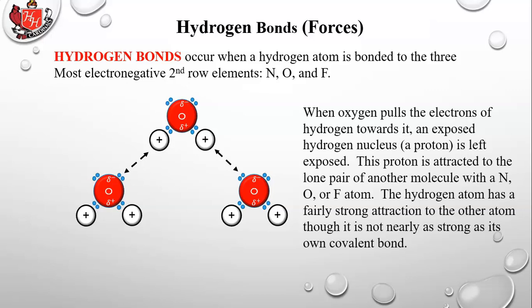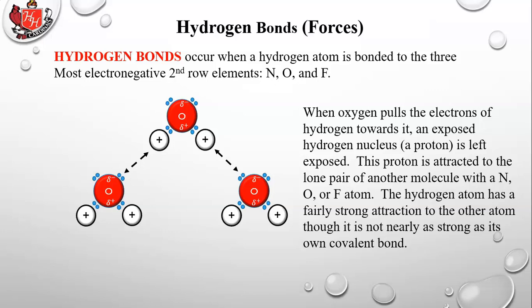So let's look at what happens. When oxygen pulls the electrons of hydrogen toward it, an exposed hydrogen nucleus, a proton, is left exposed. So let's analyze what that means. Take the water molecule on the top. Let's just focus on that. Remember, it's polar. The oxygen is more electronegative than the hydrogen. So the electrons, all of them, tend to get pulled toward the oxygen. And what that does is it leaves the nucleus of the hydrogen, which is just a single proton, kind of sticking out, kind of exposed, because the electrons are being pulled away from it.